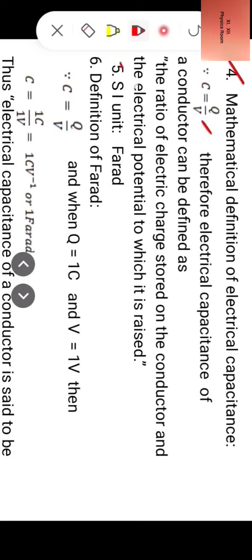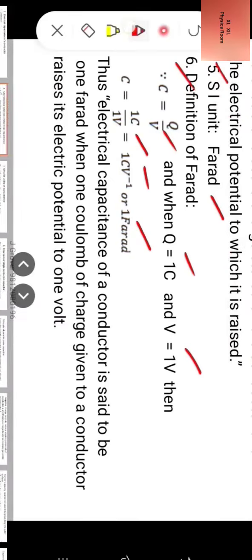Now fifth point, SI unit. The SI unit of electrical capacitance is farad. Now the definition of farad. Because C is equal to Q by V, when Q is 1 coulomb and V is 1 volt, then C is equal to 1 coulomb by 1 volt, which is 1 coulomb per volt or 1 farad.